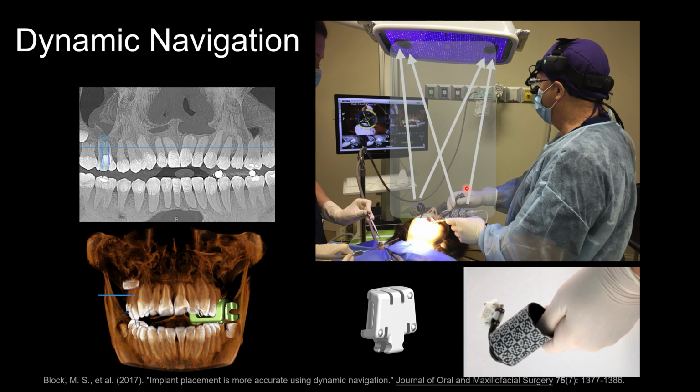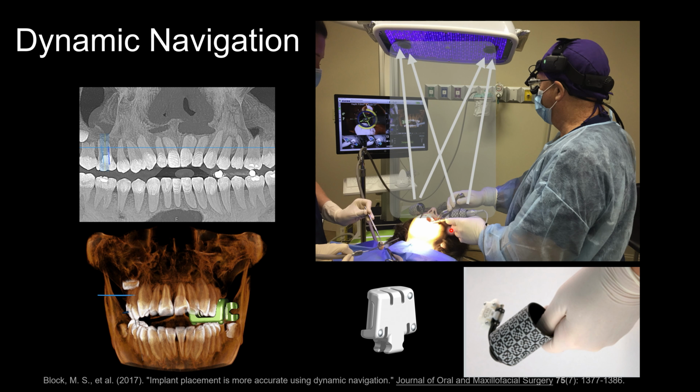So we come to the dynamic navigation. And how does the dynamic navigation work? We use this kind of bite block with three radiopaque balls on it, and the patient wears this bite block to take the CBCT, and you can see it shown here in both 2D and 3D images. And we will fix this tracker, this QR code like tracker, on the bite block.